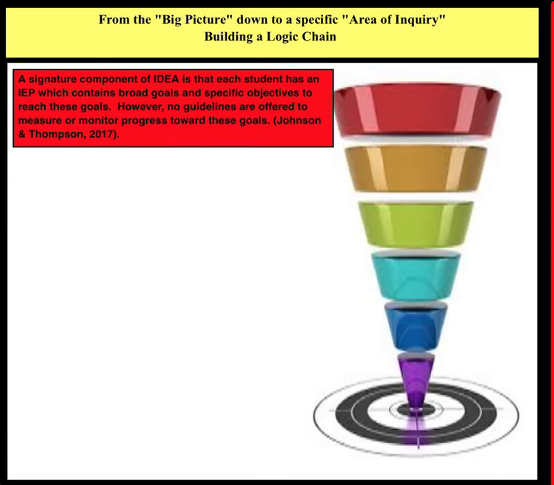So I started out with the Individuals with Disabilities Education Act. So a signature component of IDEA is that each student has an IEP which contains broad goals and specific objectives to reach these goals. However, no guidelines are offered in the law to measure or monitor progress towards these goals. And I have a citation here. And generally, when you go through the steps of your logic chain, all of the major steps should be supported by existing research. So I started out with the big idea, the idea of IDEA, the Individuals with Disabilities Act, and specifically the IEP, and specifically the broad goals and specific objectives, and that they are not monitored or measured. There's nothing in the law that talks about monitoring or measuring them.